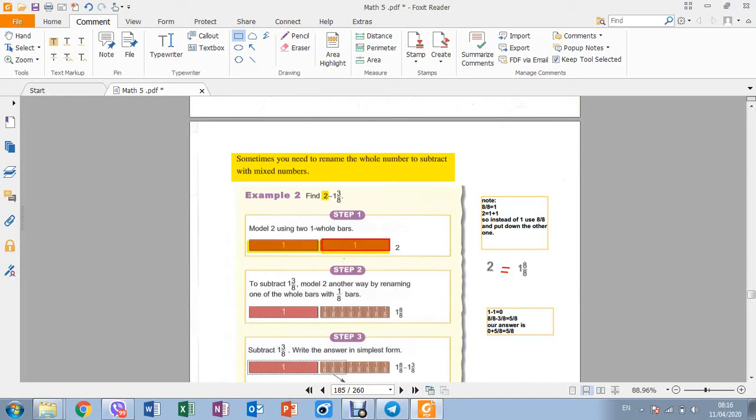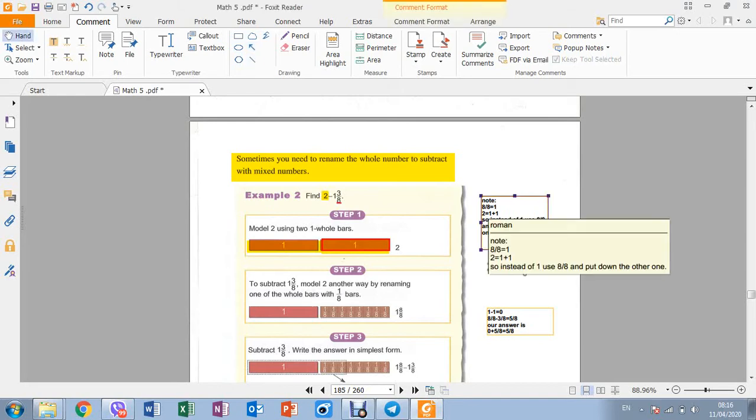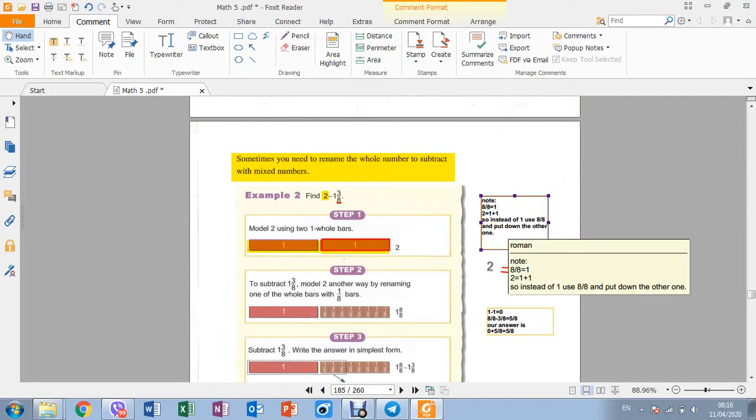Now look at this one. Our denominator is 8, so it means I need to divide this part into 8 equal parts. So which number over 8 is equal to 1? 8 over 8, of course. So 8 over 8 equals 1. Look at there. So 2 equals 1 plus 1, which means we replace 1 with 8 over 8.